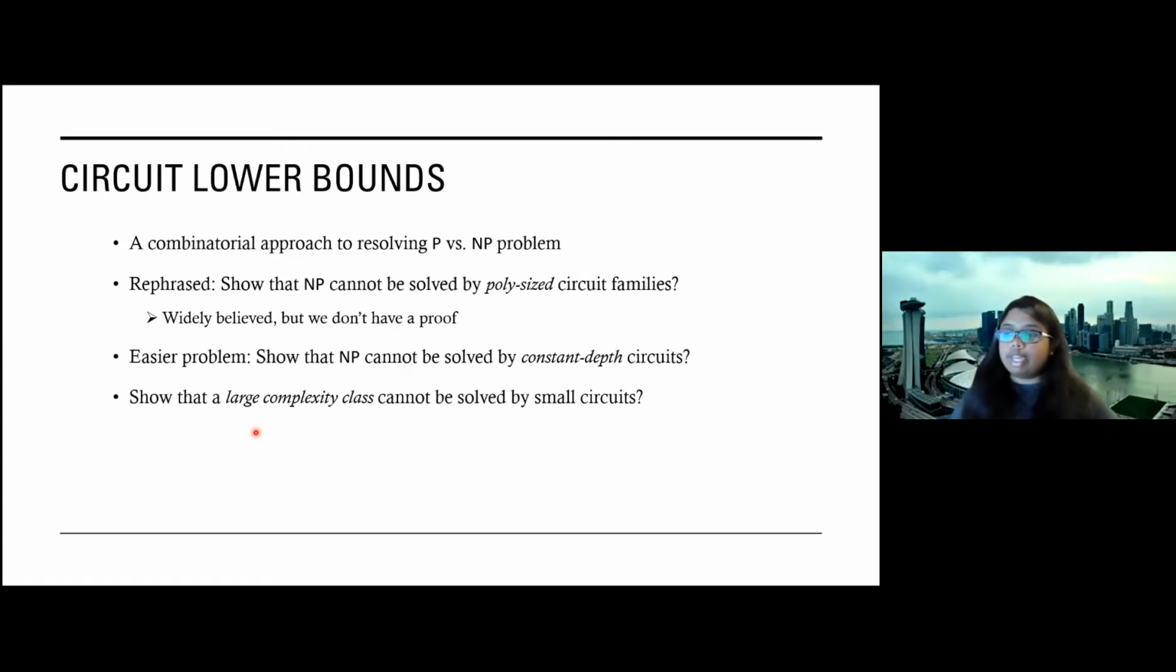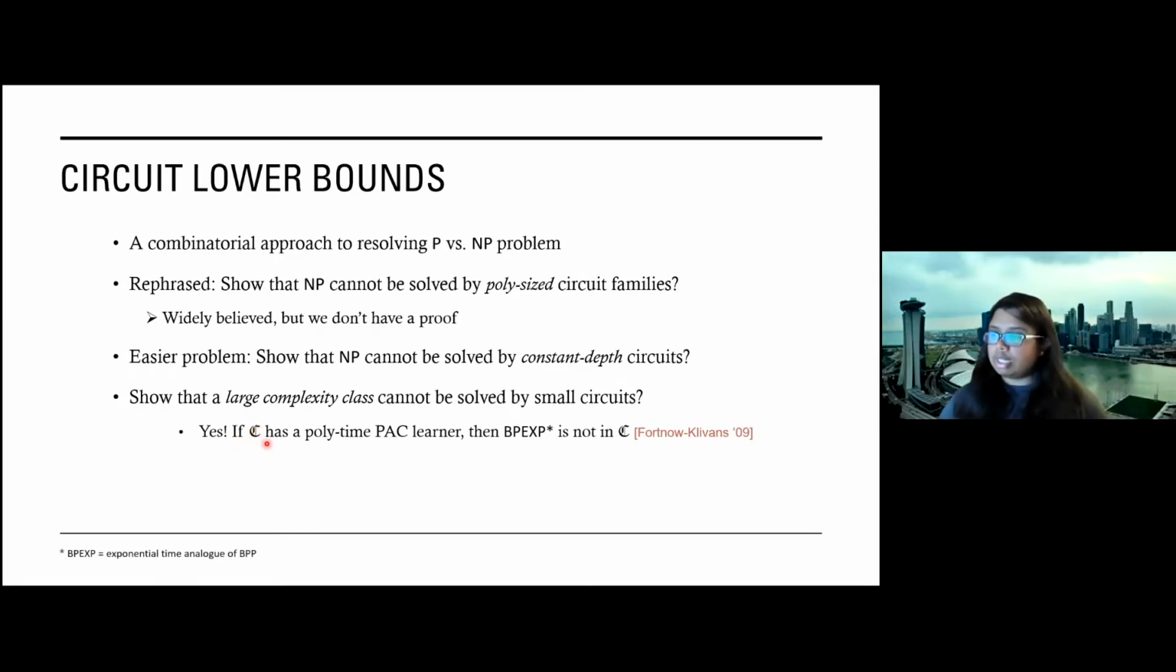Can I show that a very large complexity class cannot be solved by a very small circuit class? And one of the works that is in the flavor of the results we'll discuss here was by Fortnow and Klivans in 2009, where they showed that if some circuit class C had a PAC learning algorithm that could run in polynomial time, then randomized exponential time is not in this circuit class. So you get a separation between the circuit class and an exponential time complexity class. Of course, that is really large, but at least it gives you the first result.